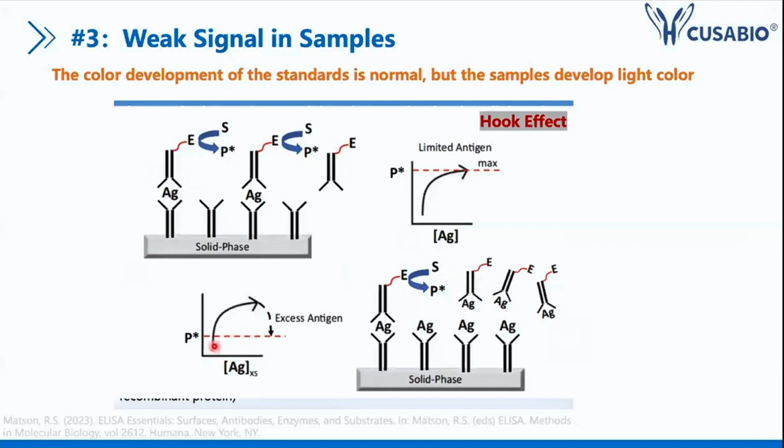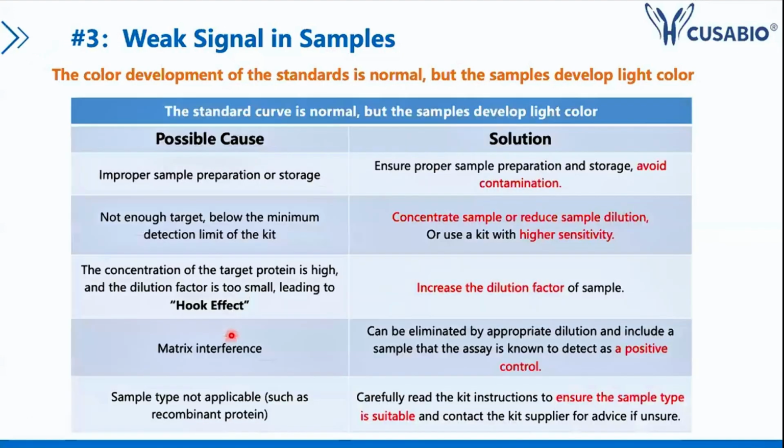So the signal increases a lot, then decreases. This is a falsely low signal that you may observe, and this is called the hook effect. With this, the suggestion is to increase the dilution factor of the sample to avoid the hook effect.